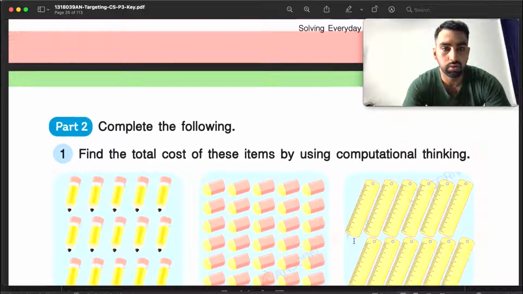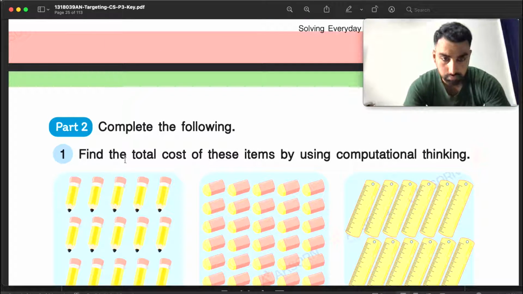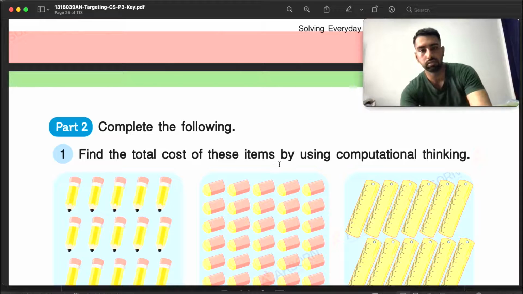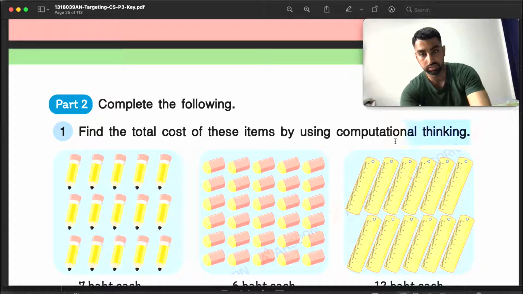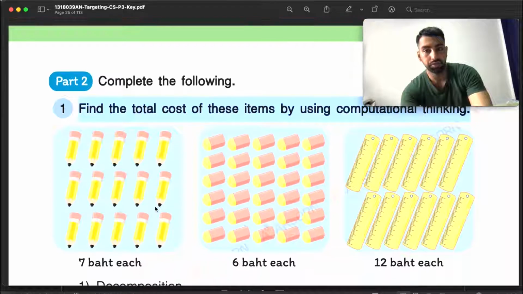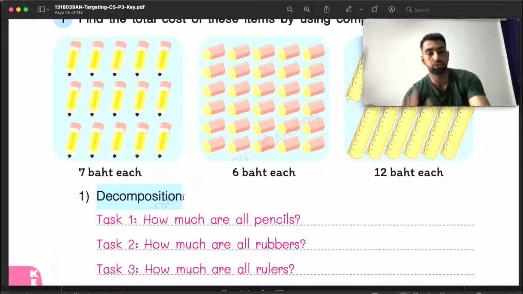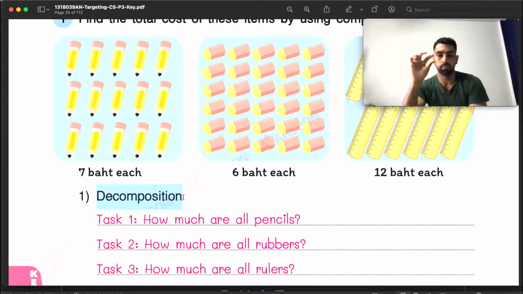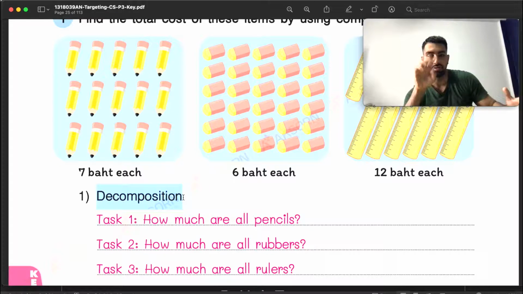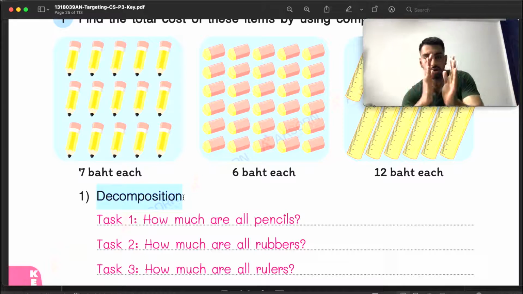Okay, so complete the following. Find the total cost of these items by using computational thinking. Alright, so using computational thinking you have to solve this problem. Number 1, what do we do? Decompose, we chop the problem into small problems. Okay, we have a big problem, which is 3. We have pencil, we have eraser, we have ruler. So we have 3, so we're going to divide into 3 problems.